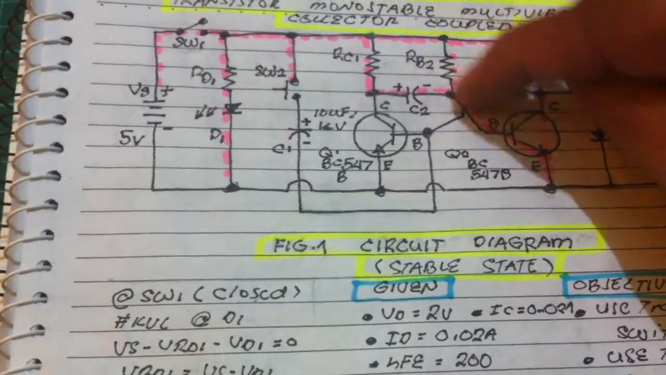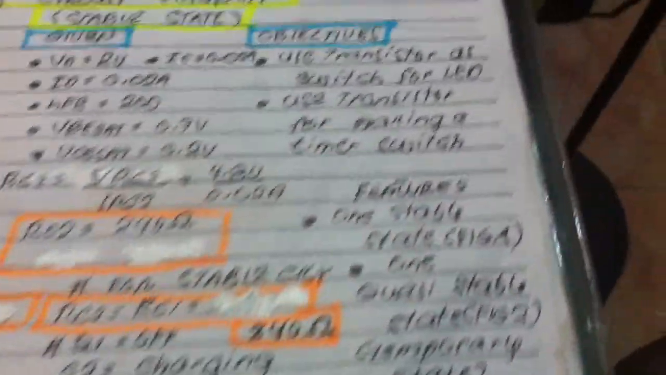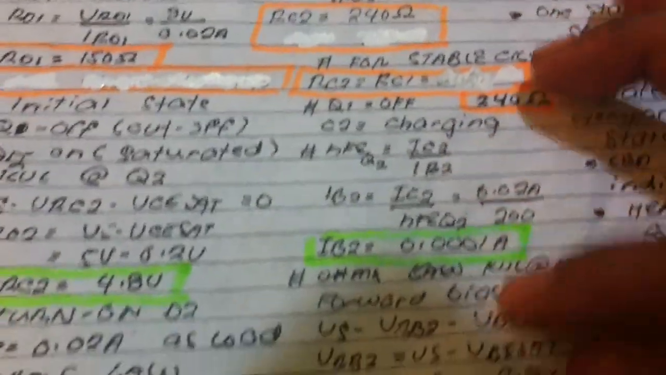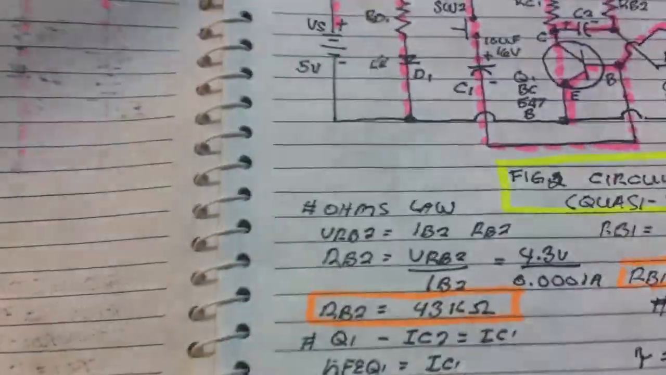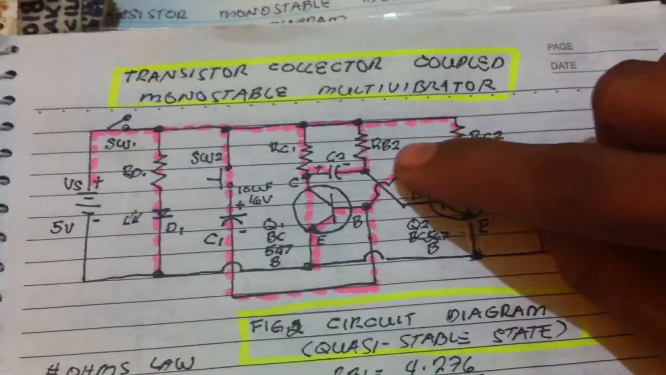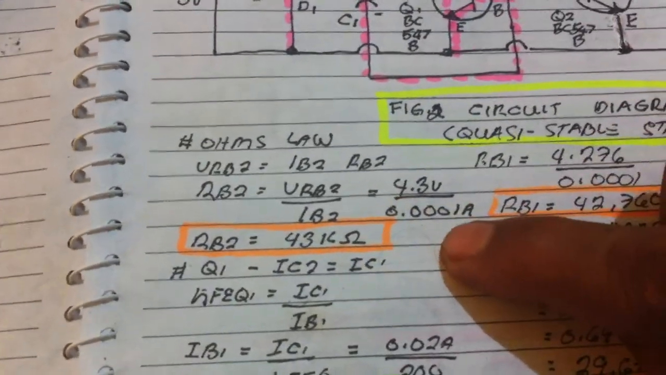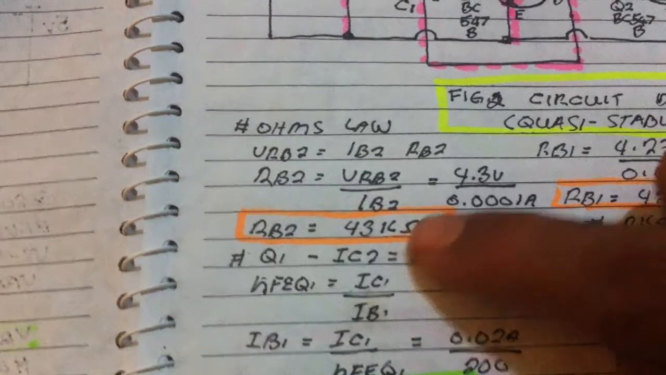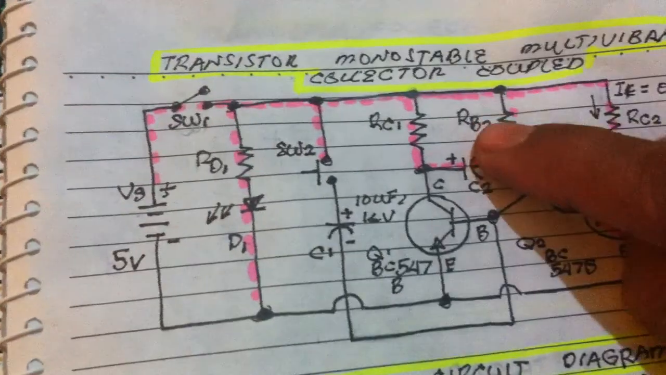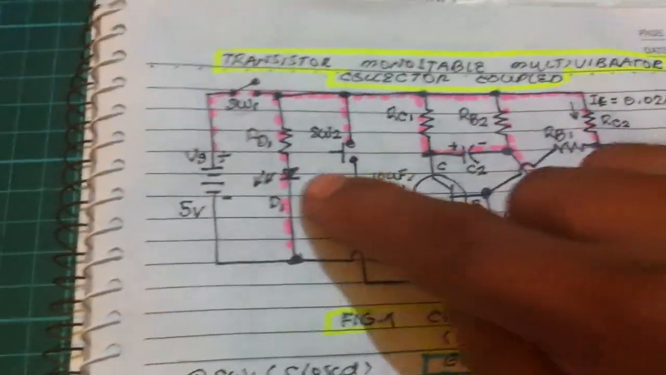So we know the base current and the voltage drop using KVL and the transistor formula. Calculating that using Ohm's law, since we know that 4.3 volts is the voltage drop across RB2 and the current is 0.001, we computed 4.3 kilo ohms. So the value of this is 4.3 kilo ohms, 240 ohms, 150 ohms.